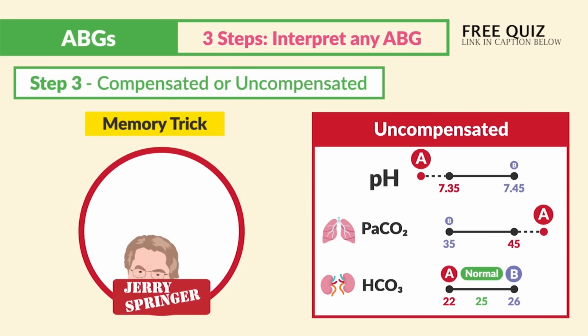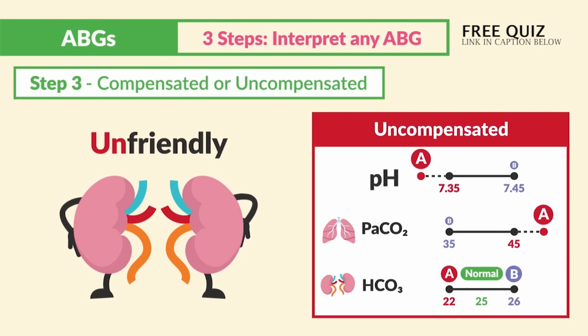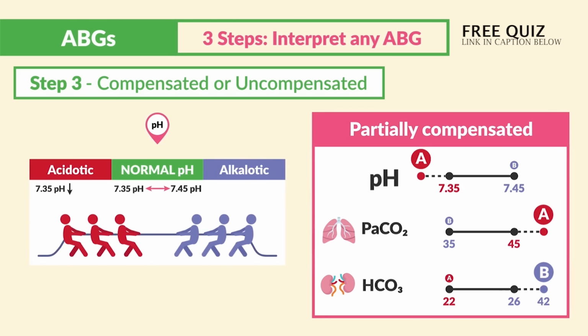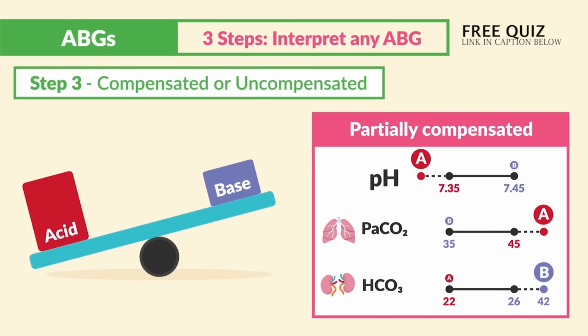This is like some Jerry Springer type stuff. So this is uncompensated, since it's the most unfriendly. And lastly, partially compensated. Our pH is not in normal range, but it's okay. At least the body is working through it and trying to balance itself out.